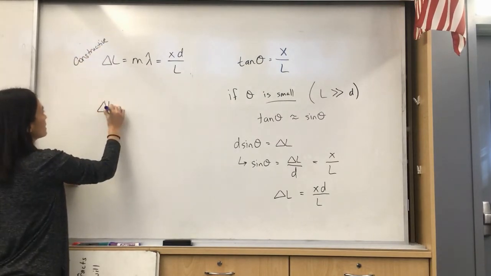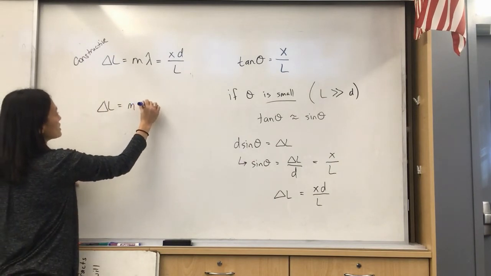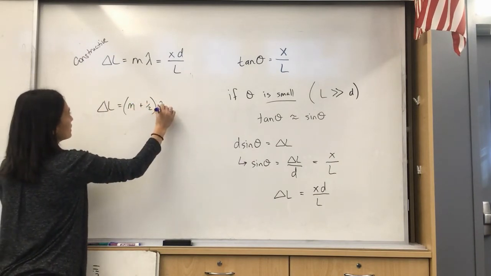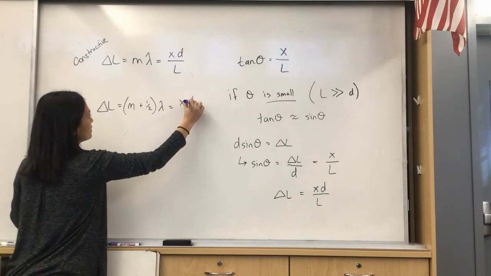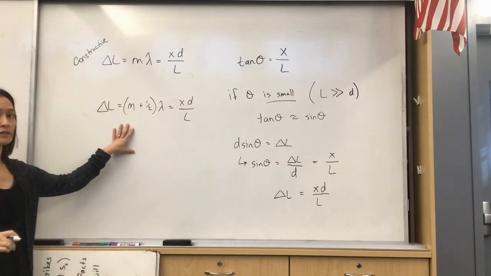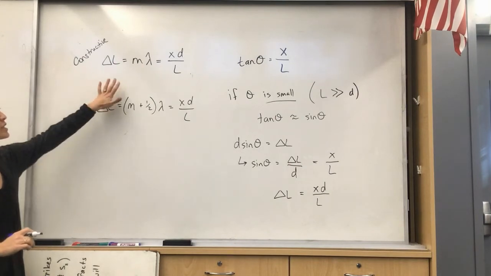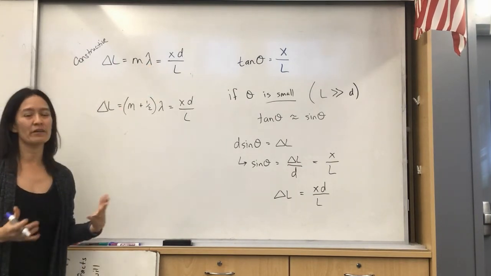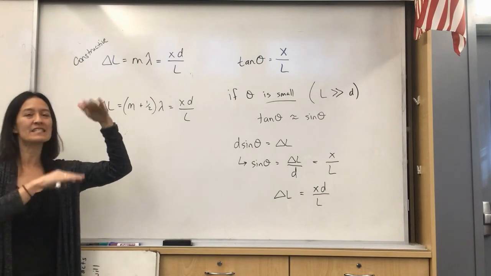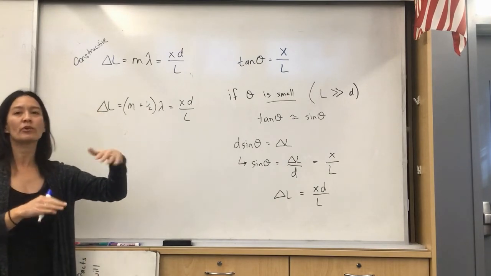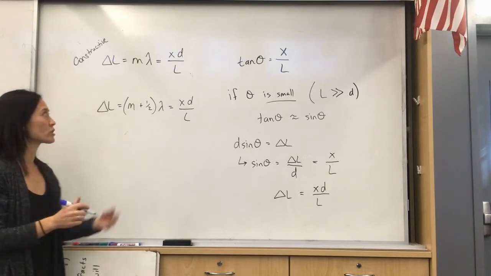But if delta L is equal to m plus a half lambda, I'm going to get destructive interference. What we can do is rearrange this to figure out what the x value is. What is that physical x distance going to be on my screen where I get the constructive and where I get the destructive interference?